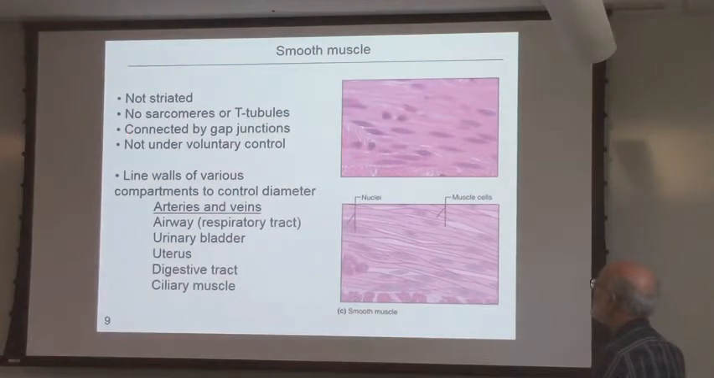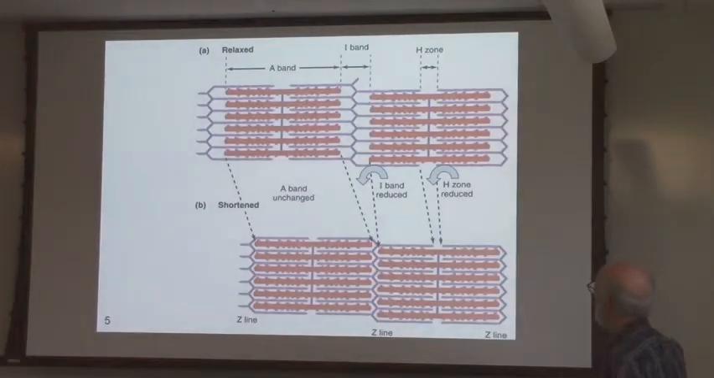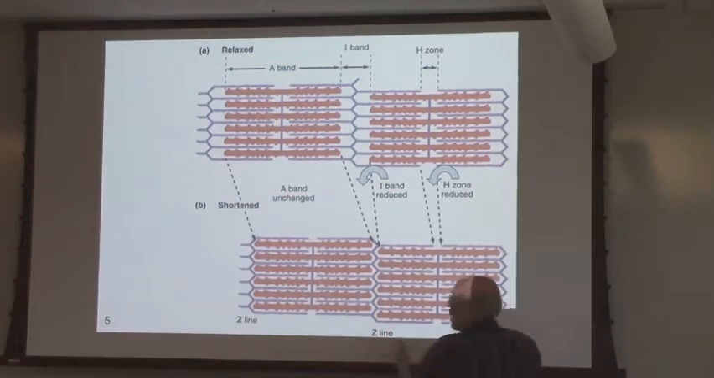So what are some of the similarities and differences between smooth and cardiac and skeletal muscle? Smooth muscle does not have sarcomeres. They don't have T-tubules. They're not striped. So what does striated mean? Striped. Striated means they're striped. So where do the stripes come from? The stripes come from the fact that they're aligned in sarcomeres.